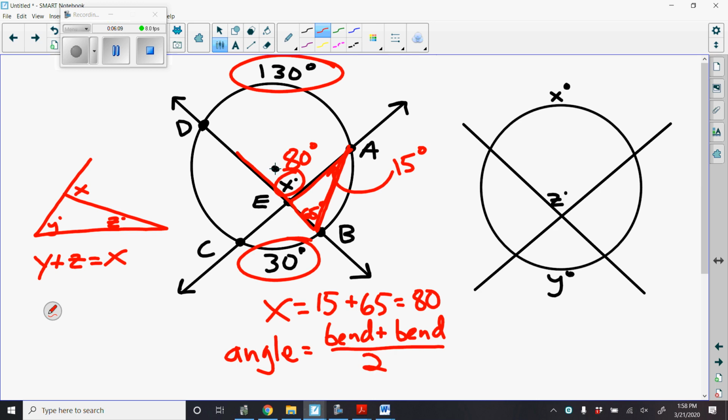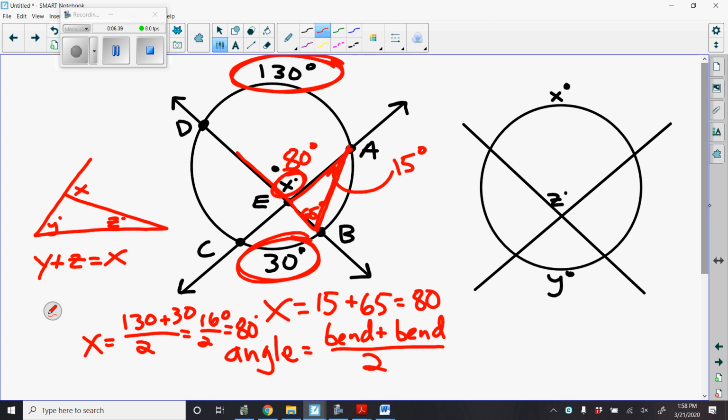If we solve it that way, what was our angle? Well, our angle was x. We didn't know what the angle was at the time. What were my two bends? Well, it was 130 plus 30, divided by 2. 130 plus 30 is 160, and 160 divided by 2 is 80 degrees. So that's how we can get x to be 80 faster.